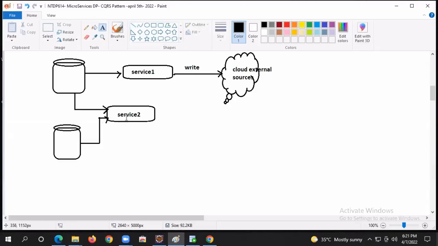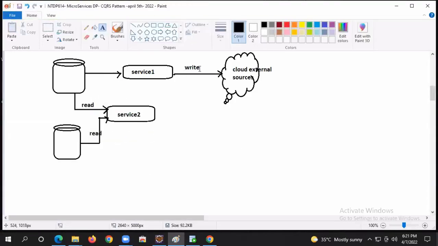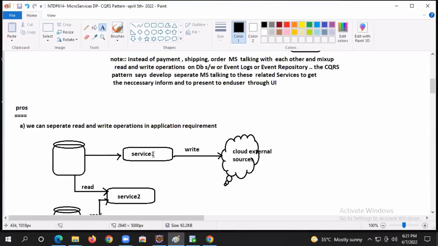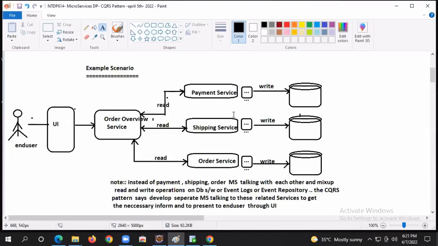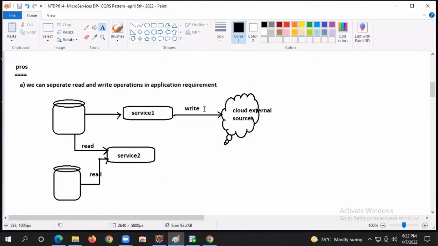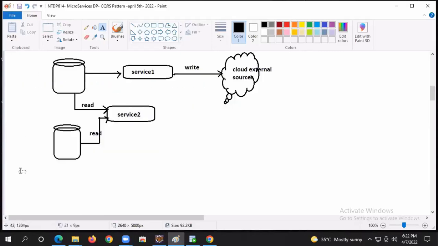So ultimately what's happening, this system is performing only read operation. This system is performing only write operation. So that means we are able to separate read and write operations. Observe, this payment service, shipping service, order service are dedicatedly performing write operation. And this order overview service is reading the state of them and giving it to the end user. So read and write operations are dedicatedly separate or not? Okay, next.